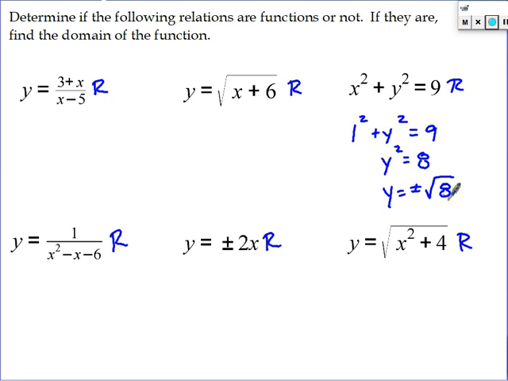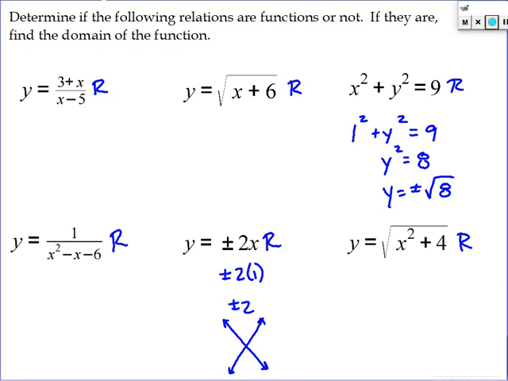And the other one that's not a function is this one right here. It's right here given to you, positive and negative. So if I plug in 1, you get positive or negative 2. So again, that's 2 answers. And if you were to graph this, it would look like an X. So it fails the vertical line test. Okay? All the other ones are functions.